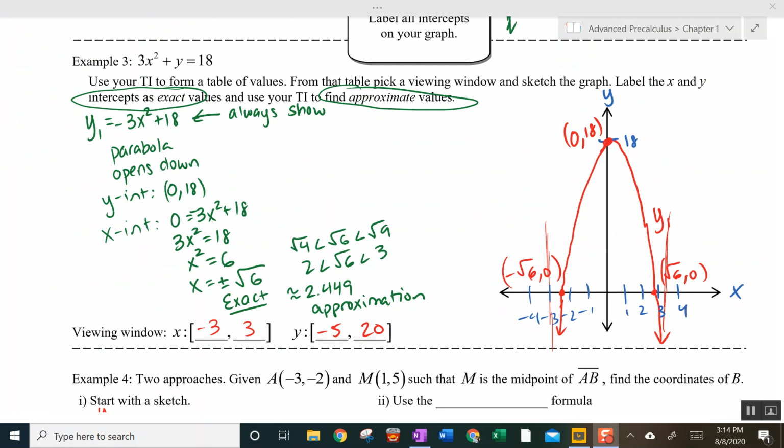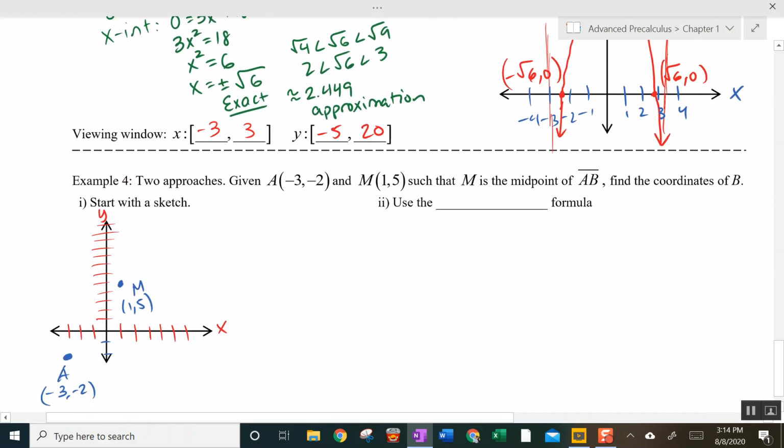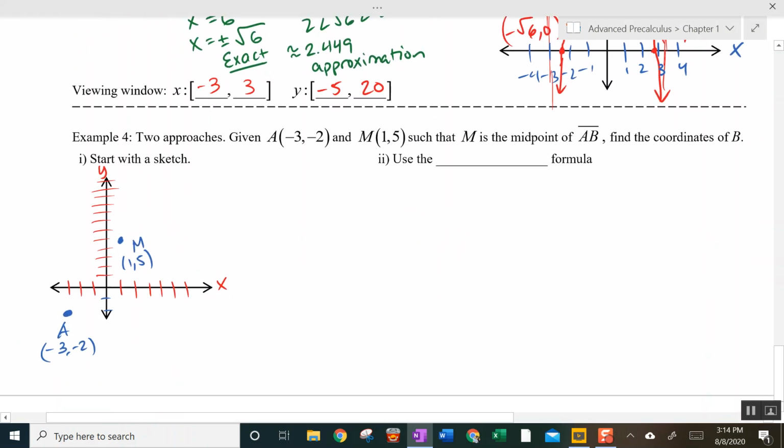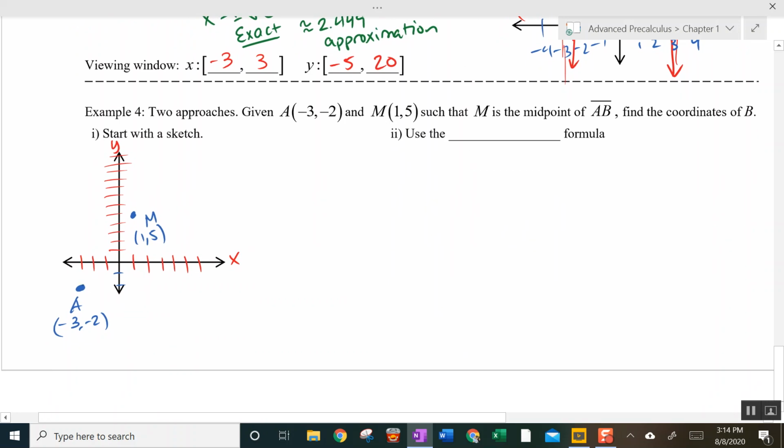All right, let's take a look at this last one down here. This is a common test question for this first chapter. We're given 2 points. We're given point A, which I've shown over here on the bottom left. And it looks like we're also given the midpoint in the middle, and we're trying to find the coordinate of the other point in this segment. So if this is the midpoint, somewhere over here is going to be point B. So the midpoint is going to be halfway between A and B.